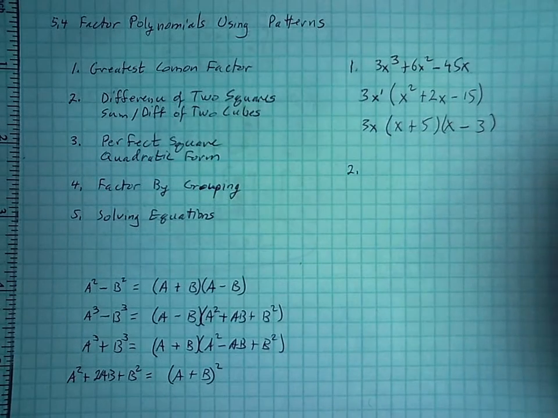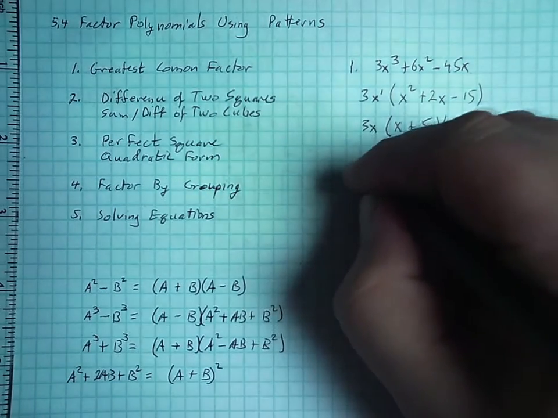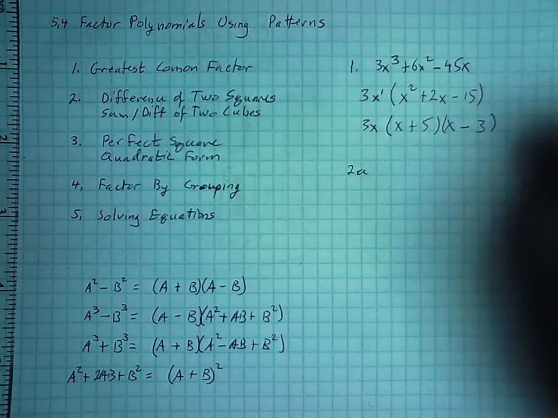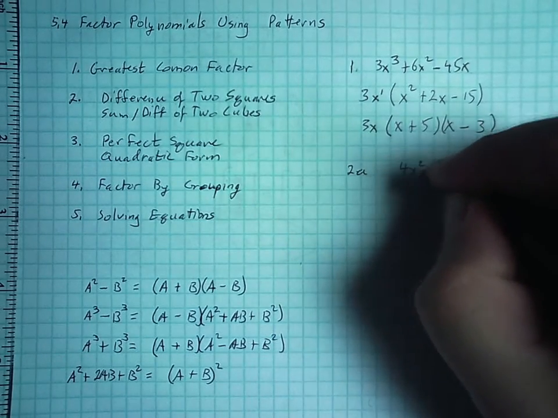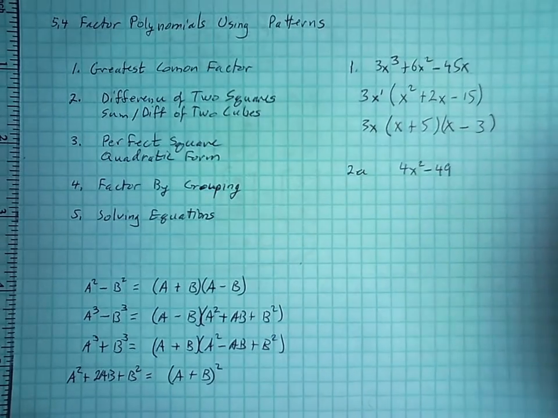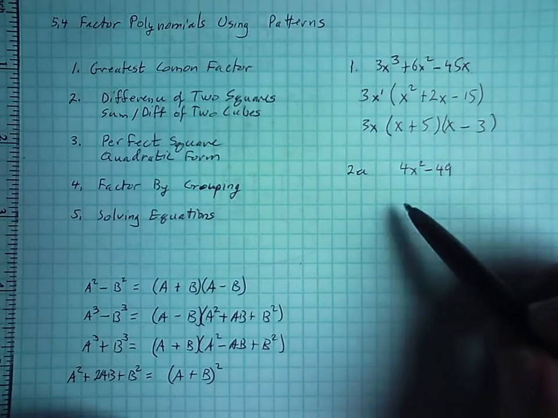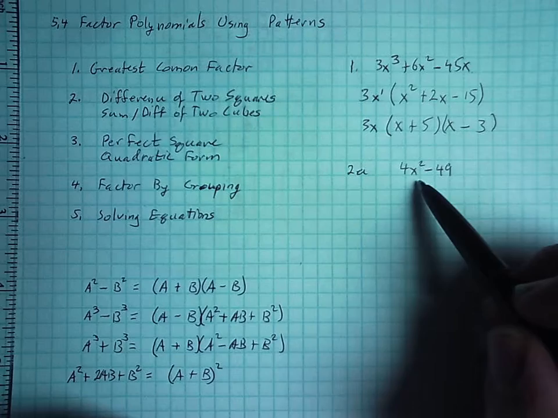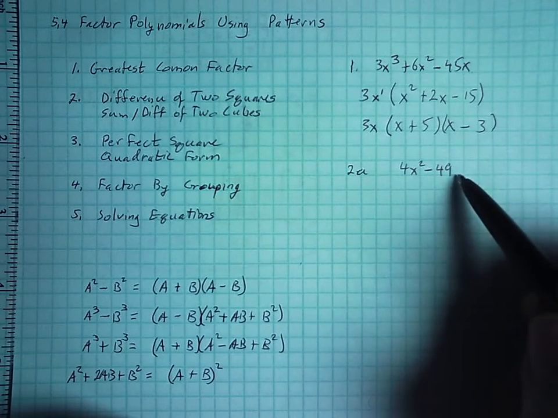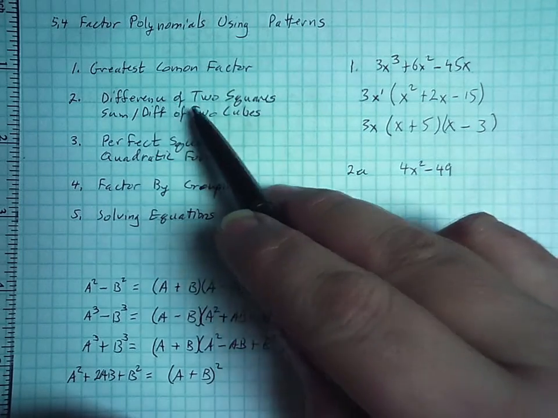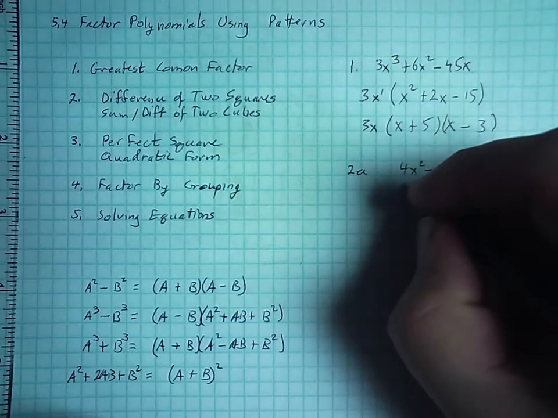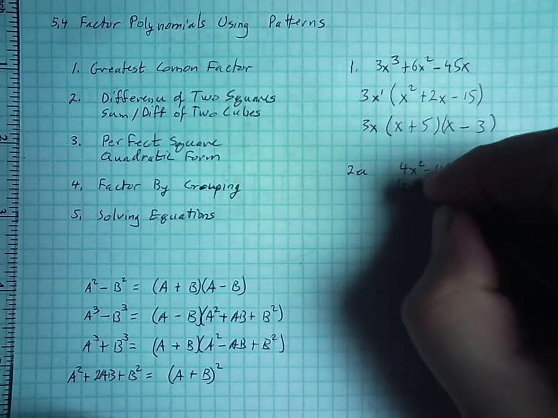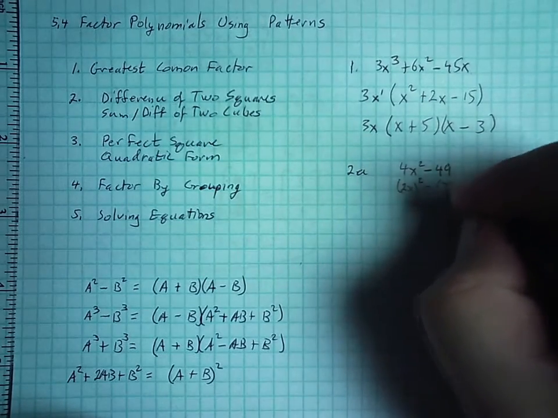Number 2, or 2a I should say, example 2a: difference of 2 squares. This is also something that should be familiar to you from earlier this year. If you see 2 pieces, and one of them is a square, 4x squared is a square, and 49 is a square, and they're being subtracted, that's a difference of 2 squares.